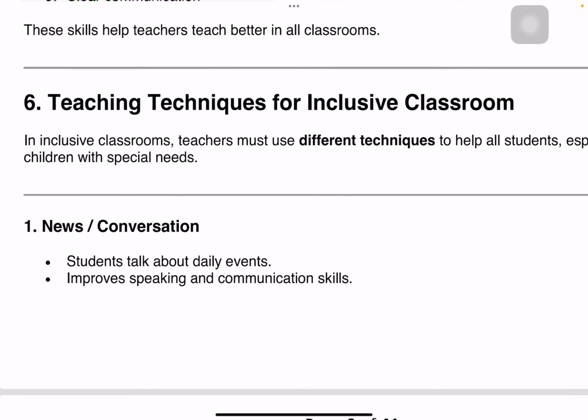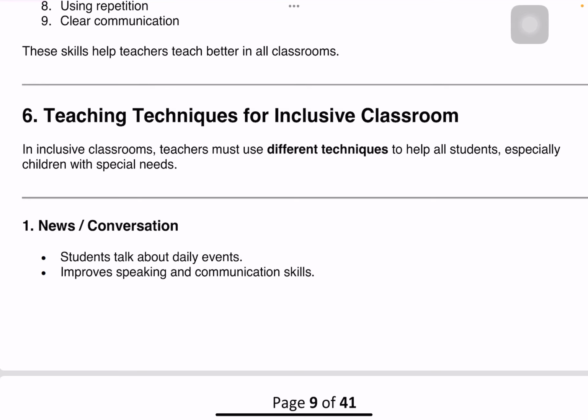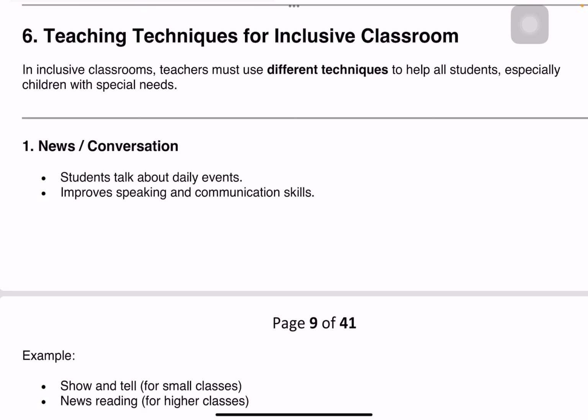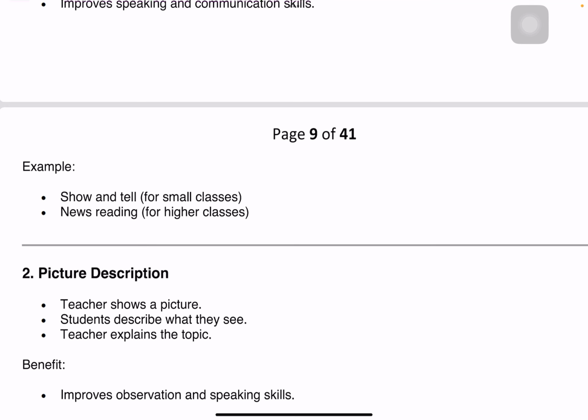Teaching techniques for inclusive classroom. In an inclusive classroom, teachers must use different techniques to help all students, especially children with special needs. Number one, news or conversation. Students talk about daily events, improving speaking and communication skills. Example, show and tell. For small classes, first show something and then tell or explain about that something that you have shown them. And news reading for higher classes.